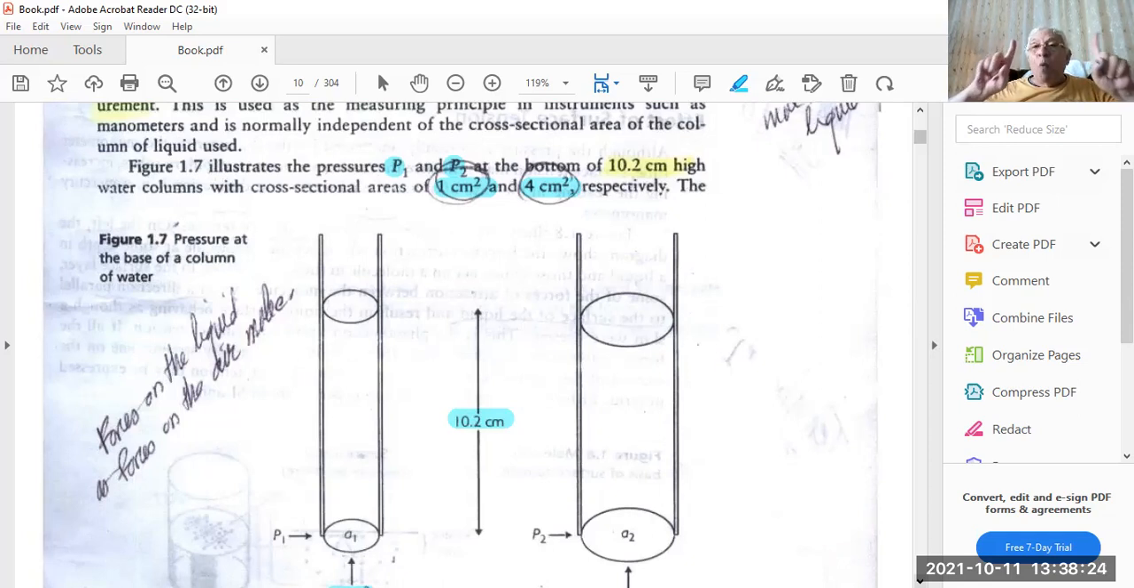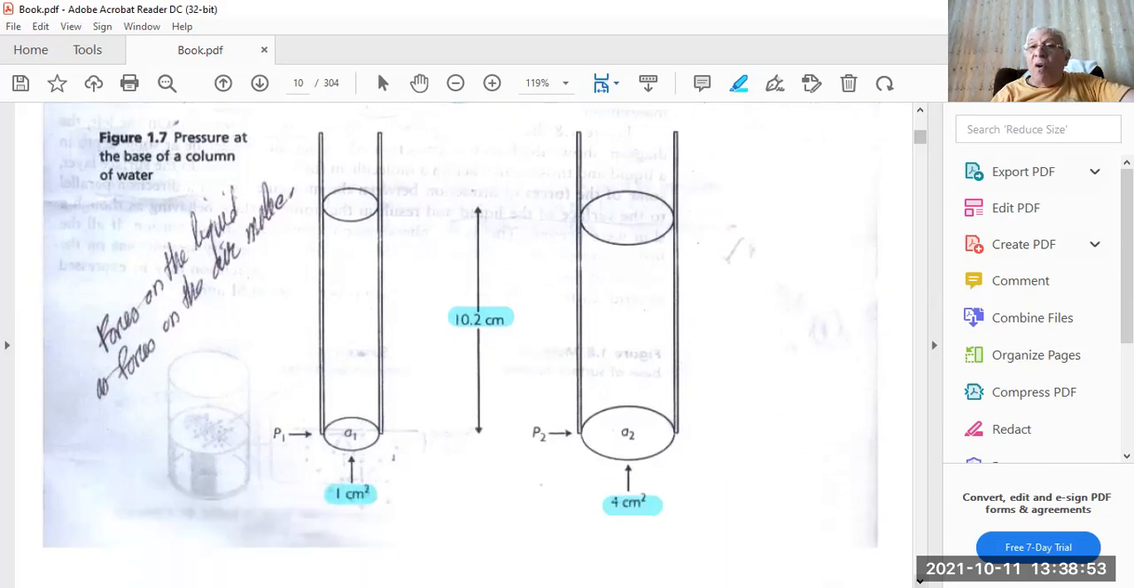In other words, 10.2 centimeters of water will give me 10.2 grams of water. 1 kilogram of water equals 1 liter. So we have 2 tubes. The 2 tubes have a gram weight, meaning we have a force, so that we can divide this force over the surface area downwards of the tubing.